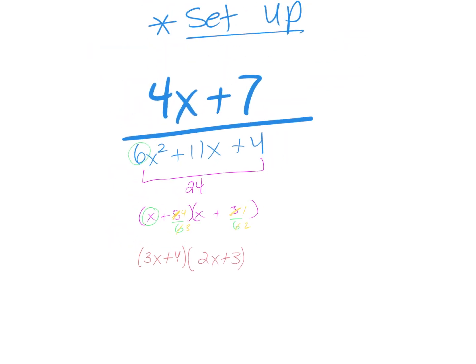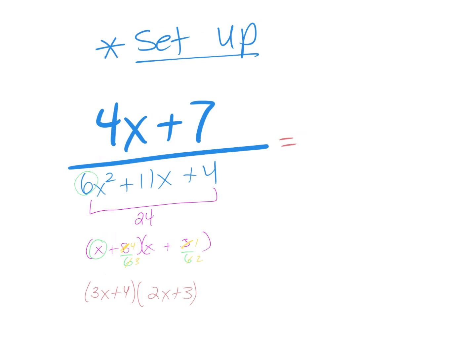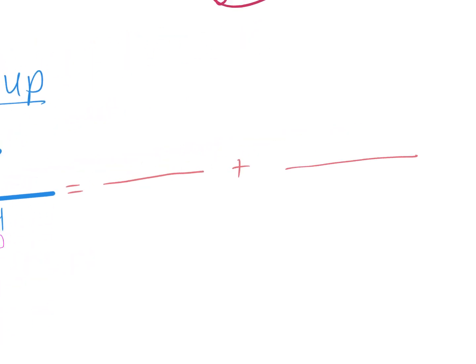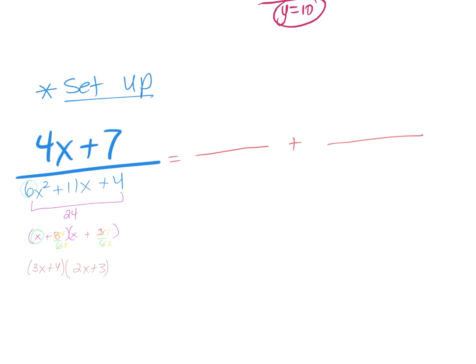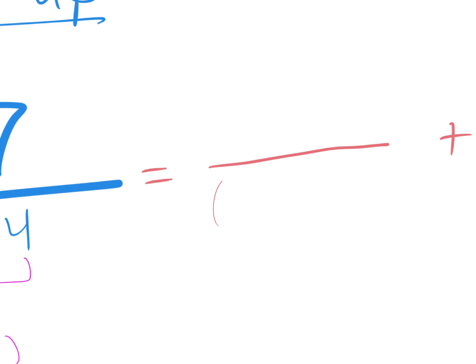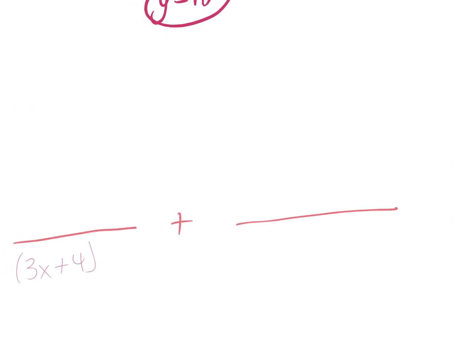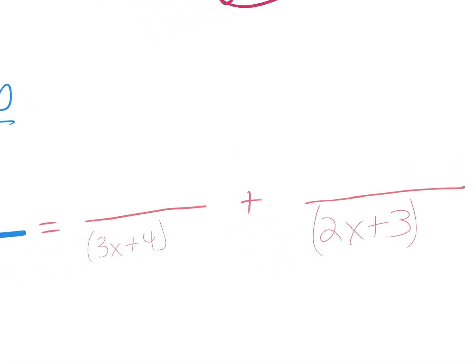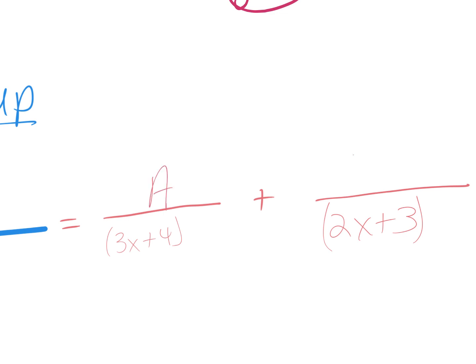Okay, so the setup, exactly what we're looking for. So there's no gray area of, well, I didn't know exactly what I was supposed to do. Your setup, because it's just setting up, we want to see the decomposition. What are the 2 parts that you broke it down into? So your denominator was 3x plus 4. And the other one was 2x plus 3. Okay. And then I have an A and I have a B.